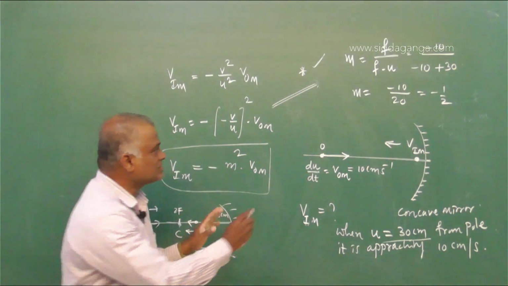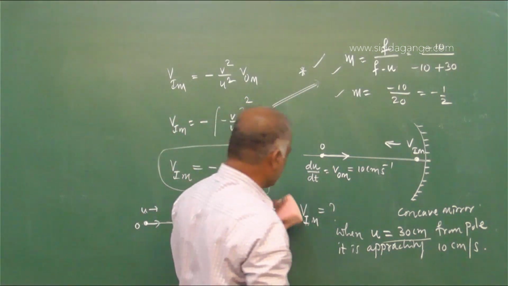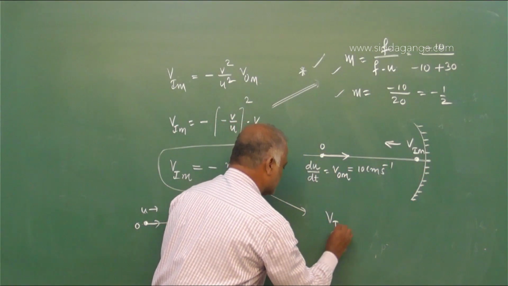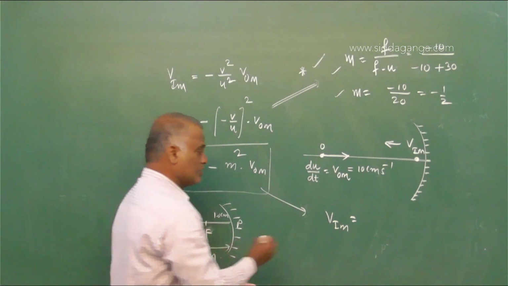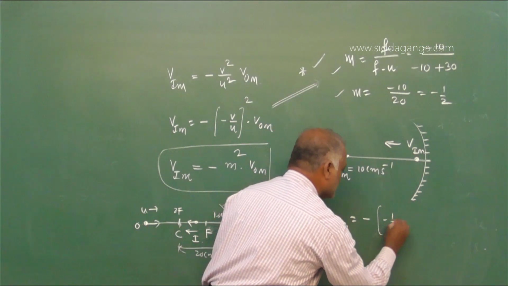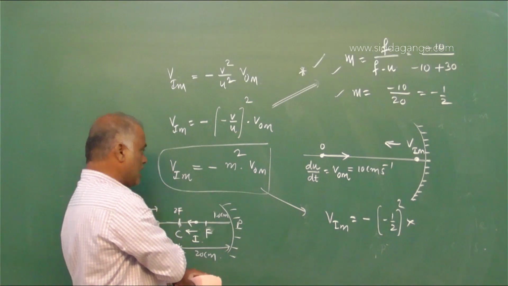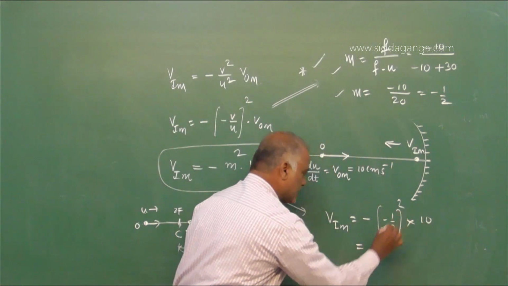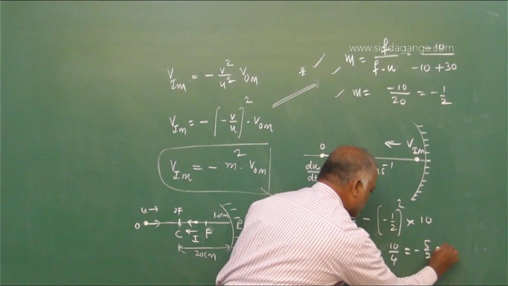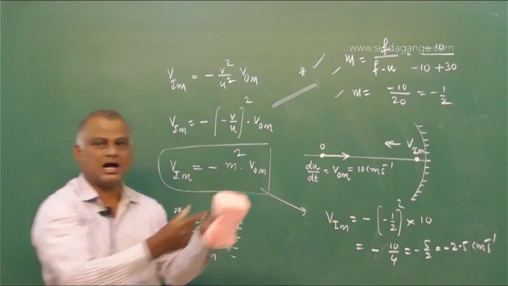Once we got M, then substitute for the velocity of the image. Dear students, your calculation is just this. Calculate this and write it down, and your answer is finished. So the velocity of the image with respect to mirror is equal to minus M square into velocity of the object with respect to mirror. M is minus 1 by 2, whole square, into velocity of the object with respect to mirror. It is moving with what speed? 10. So your answer is minus 10 divided by 4, minus 5 by 2, that is minus 2.5 centimeter per second. Negative means it is opposite.